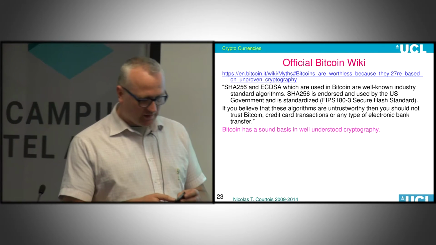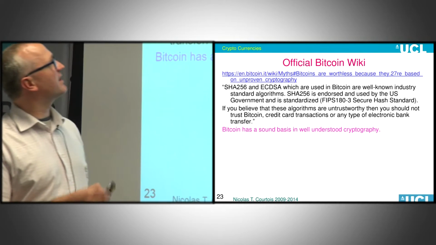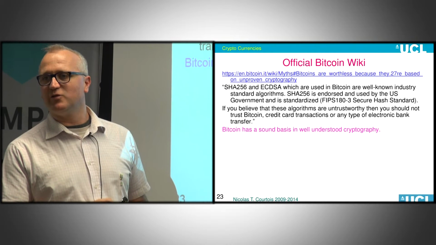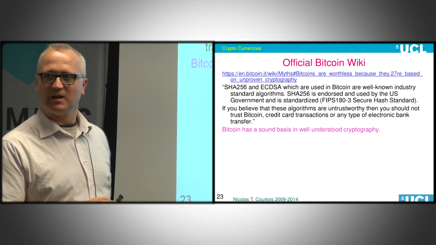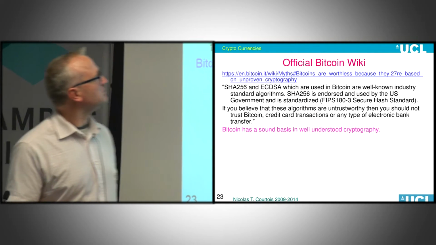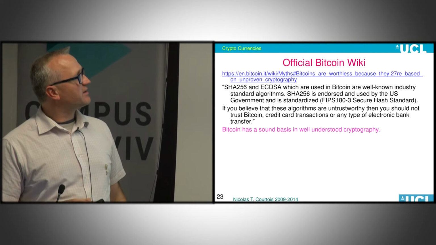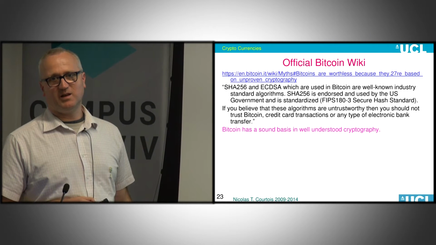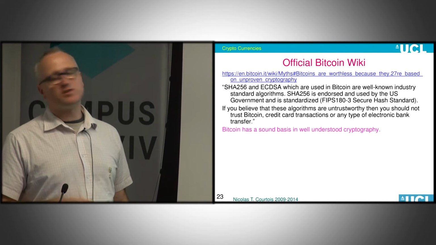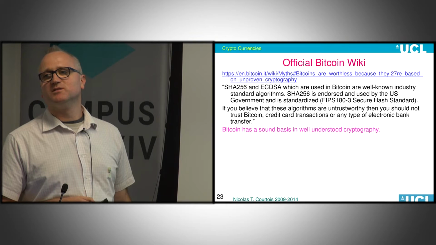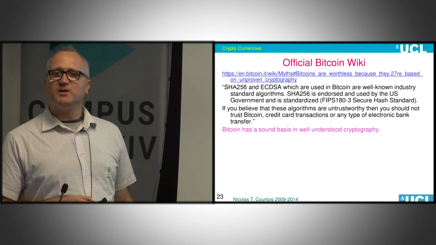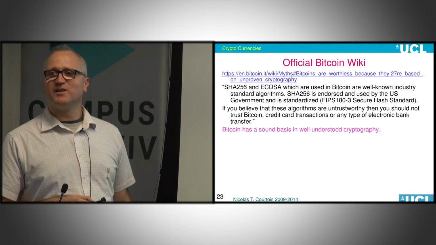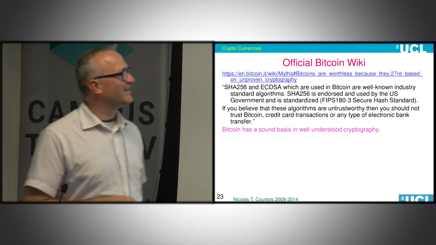So here is what the official Bitcoin wiki says about Bitcoin security. I checked a few weeks ago, it's still there. They say Bitcoin has a sound basis in well-understood cryptography. So who thinks that this statement is actually true? Two, three people think it's actually true. I don't have the tools to determine this. Four, five. The problem is well understood. People don't understand it.